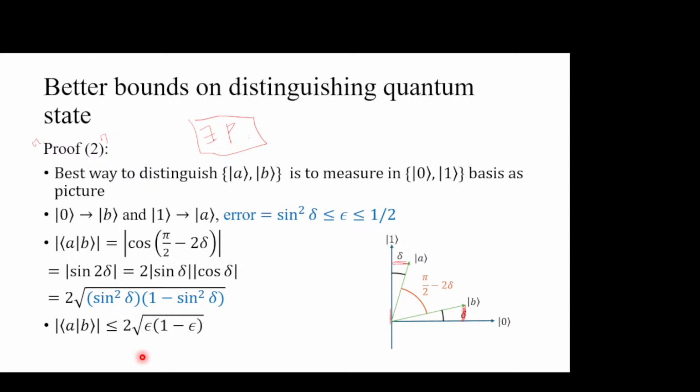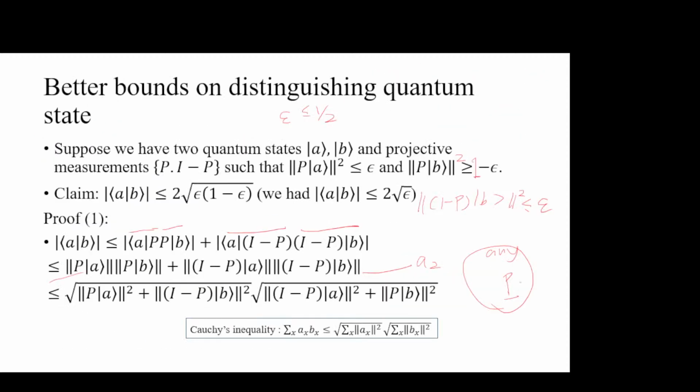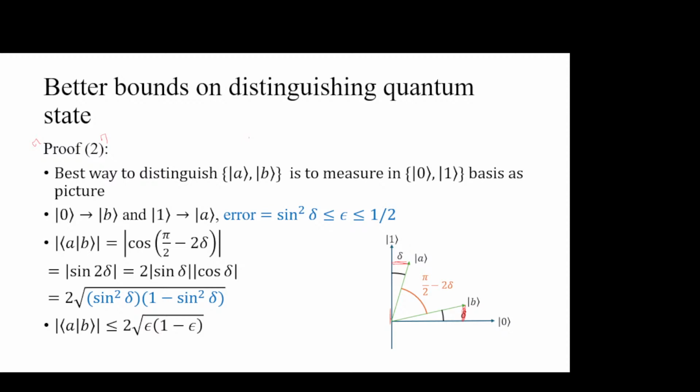In this proof we prove something a bit weaker. We say if there exists a P that distinguishes A and B, I guess not exists P, sorry, let me think a little. Before it was exists any P, but here it is actually for all P. If for all P the distinction probability is less than epsilon, then they must be pretty far away.